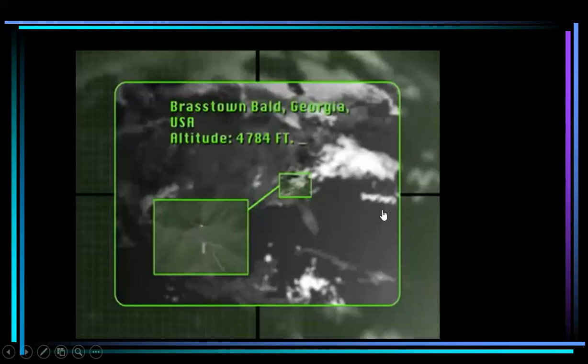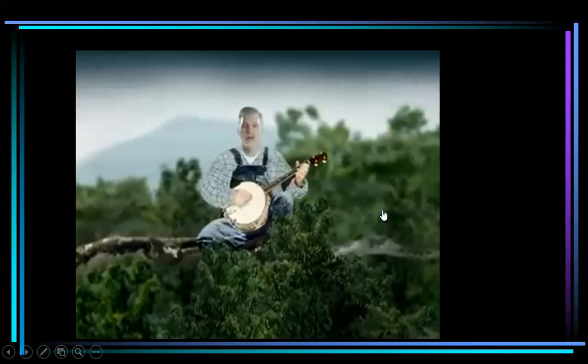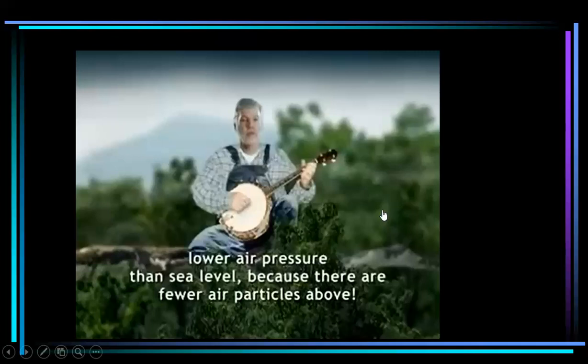In the state of Georgia is a mountain peak called Brasstown Bald. The elevation is 4,784 feet. Remember, you have a lower pressure than sea level because there are fewer air particles above.